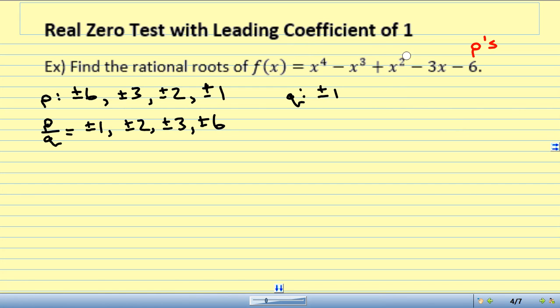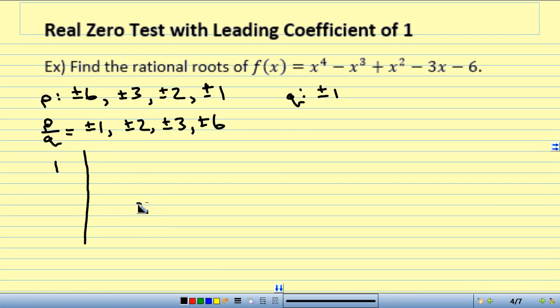I'm sorry to say it, guys, you're going to have to plug and chug. So start off with something easy to divide by. You can divide by 1 or negative 1. Go ahead, use your synthetic division. So dividing it by 1.